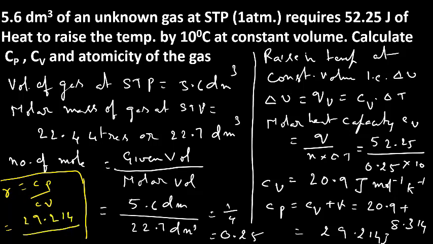29.214 by 20.9. This is nothing but 1.397. 1.397 is approximated to 1.4. If the gamma value is 1.4, the gas is a diatomic gas. The gas is diatomic gas.